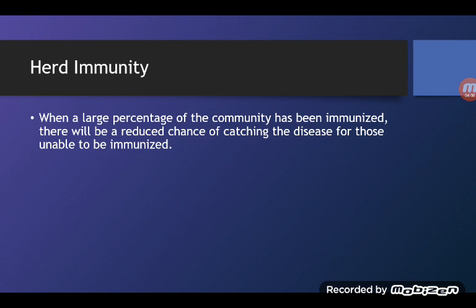And herd immunity is that thing that people who can't get immunizations really depend on. When a large percentage of the community has been immunized, there will be a reduced chance of catching the disease for those unable to be immunized.